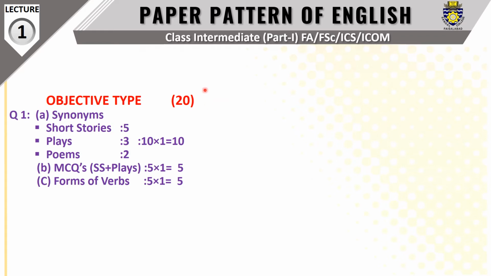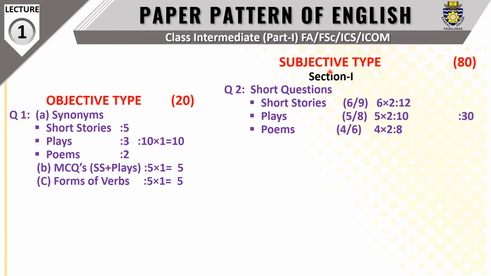Dear students, we just discussed objective type, that carries 20 marks. Now we'll discuss subjective type, that carries 80 marks. Subjective type comprises 2 sections. Section 1, question number 2, that is of short questions. There are 3 categories of short questions: short stories, plays and poems. 9 questions are selected from short stories, and each short question carries 2 marks. In this way, 6 into 2, 12 marks are given to short stories.